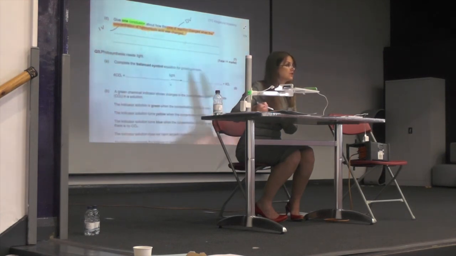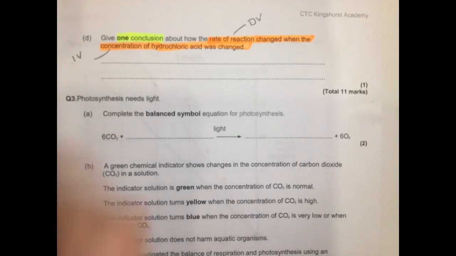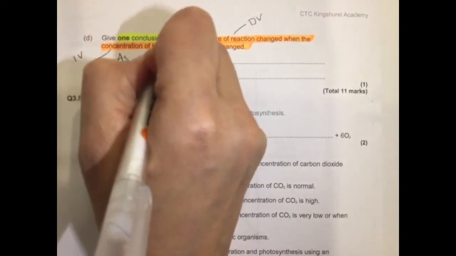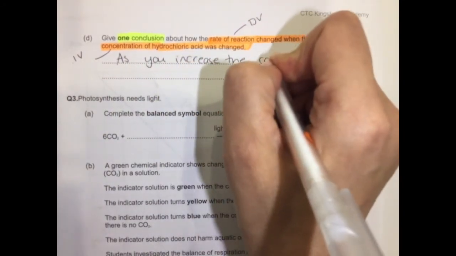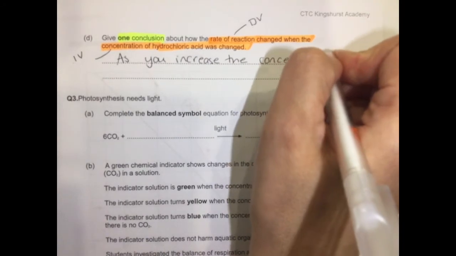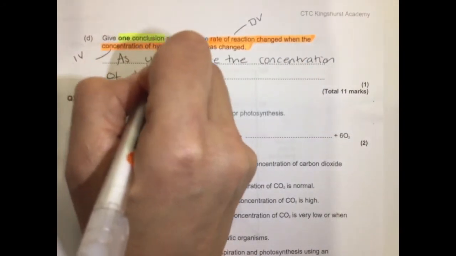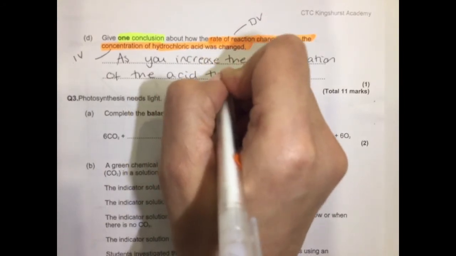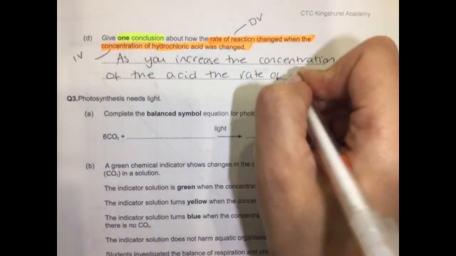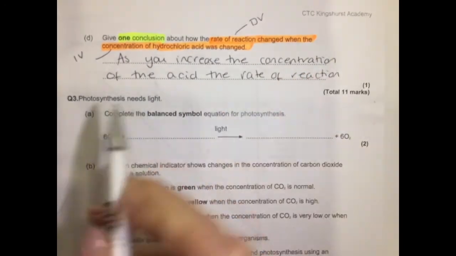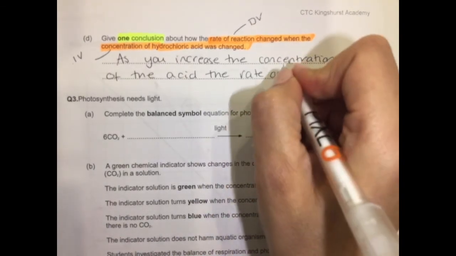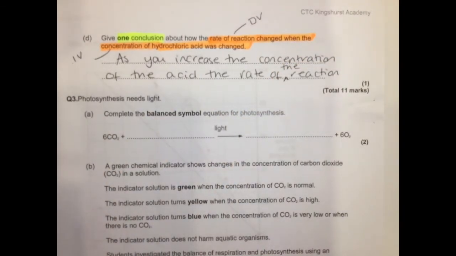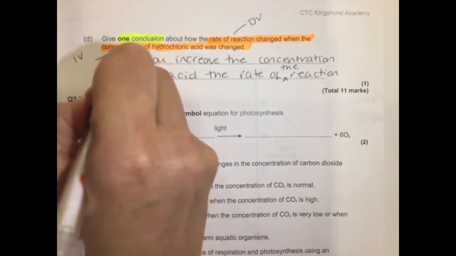As you increase the concentration of acid, what happens to the rate of reaction? Right, so this sentence, as you increase the concentration of the acid, the rate of the reaction, what's the word I'm going to put in at the end? Increases. Easy.